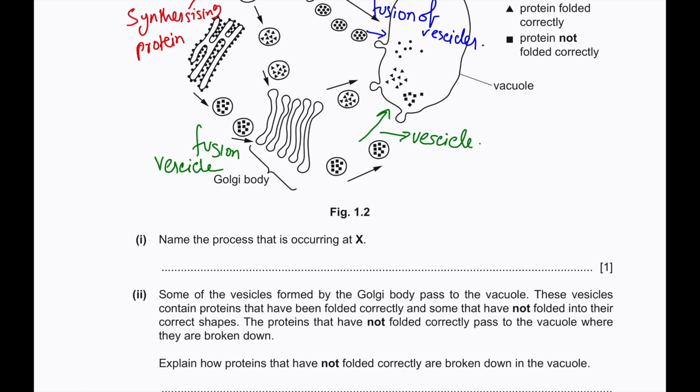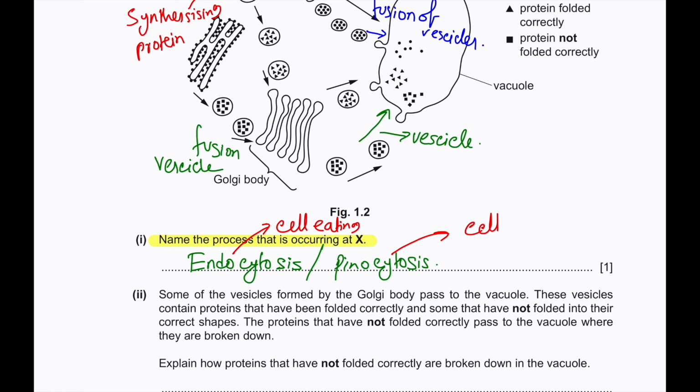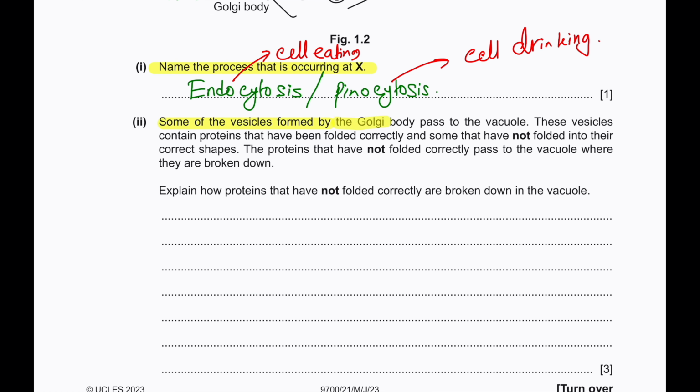Name the process that is occurring at X. So, the process occurring at X is endocytosis, or we can say pinocytosis. The term endocytosis refers to cell eating, whereas the term pinocytosis refers to cell drinking. Some of the vesicles formed by the Golgi body pass to the vacuole. These vesicles contain proteins that have been folded correctly and some that have not folded into their correct shapes. The proteins that have not folded correctly pass to the vacuole where they're broken down. Folding correctly is important because it gives the protein its active site. Without an active site, a protein is not usable.